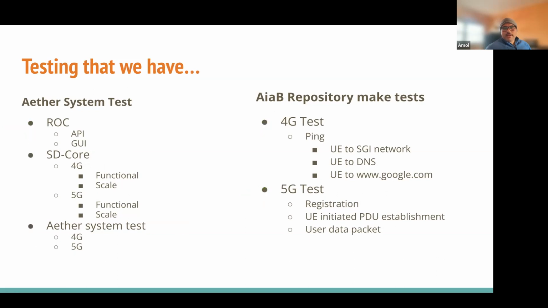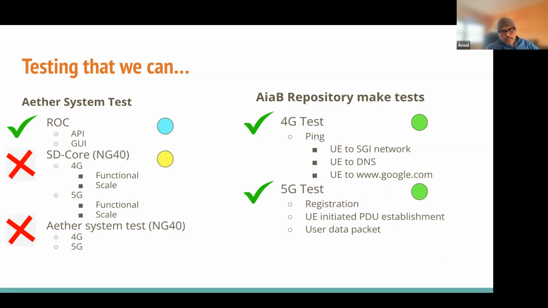So based on that information, the circle shows the status of the test. Why I made SD core in front of Aether system test a yellow circle is because I got the input from the SD core team that they are testing it manually. So that's the status regarding SD core test.